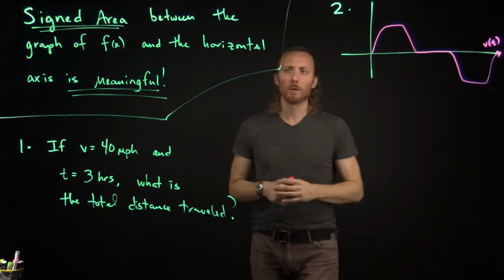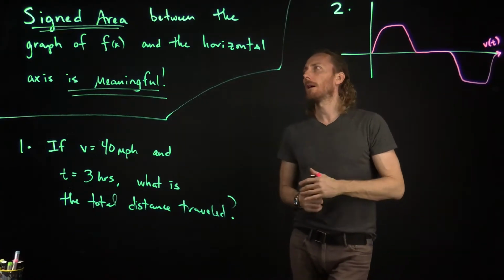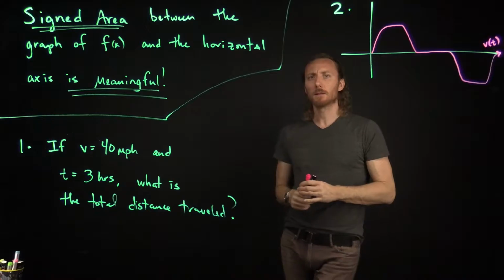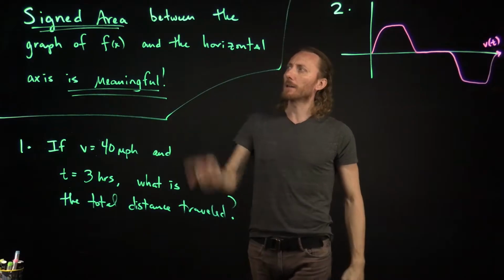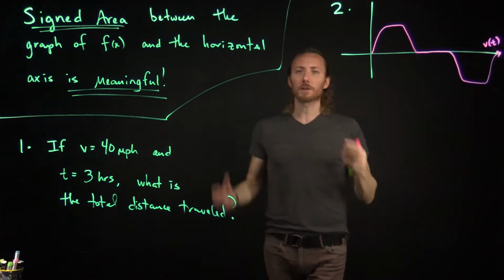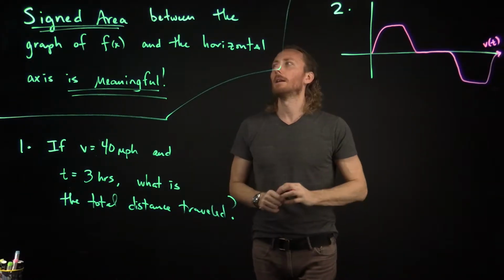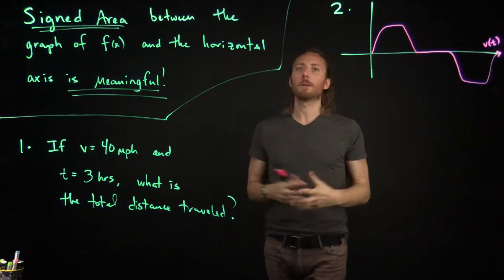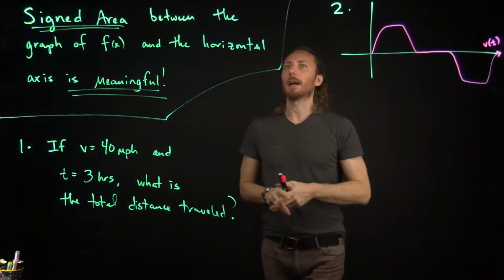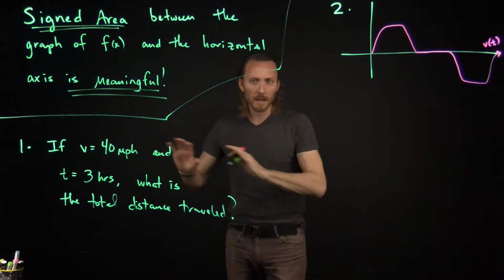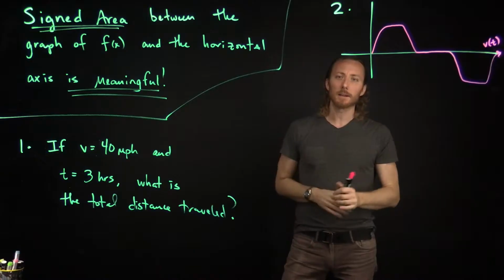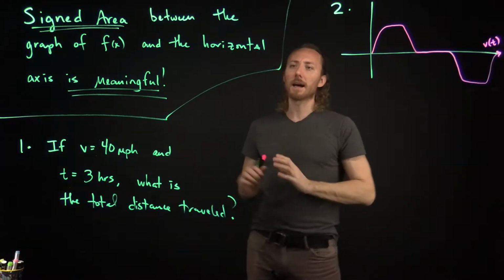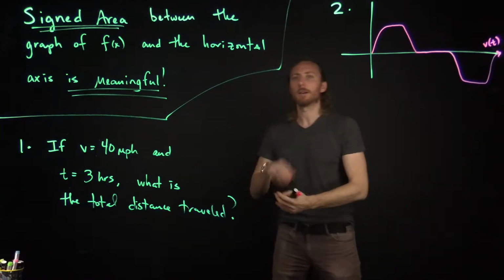All right, welcome back. In this video, we are going to address why the signed area between the graph of a function and the horizontal axis is meaningful. So particularly why signed area is meaningful, why this would even be something worth looking at. So set aside what was said in a previous video about signed area being associated to an antiderivative. Let's just focus on the idea that signed area is meaningful.